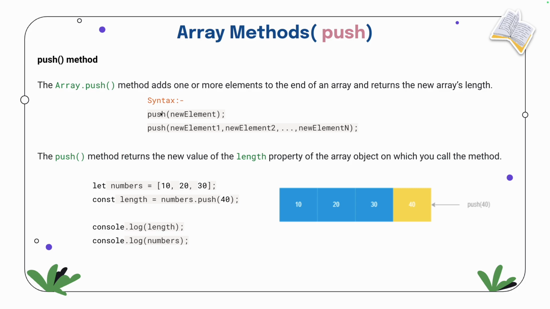The syntax of push is that you can pass one element if you want to add only one element at the last, or you can pass comma separated multiple elements, 2 or 3 elements at a time, to the array. So that is one way to add elements. And the push method will modify the original array, which you have to keep in mind. Whenever you do a push operation on an array, it changes the original array, and then it returns the new length of that array.